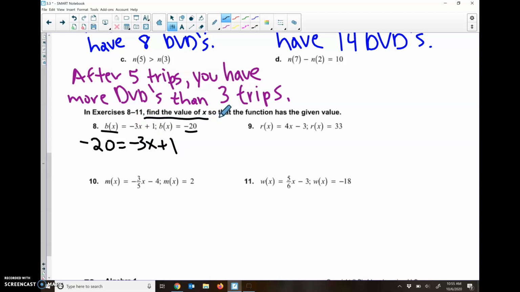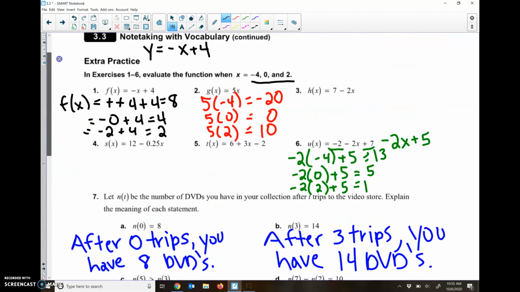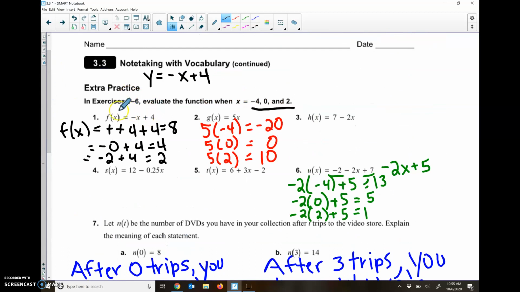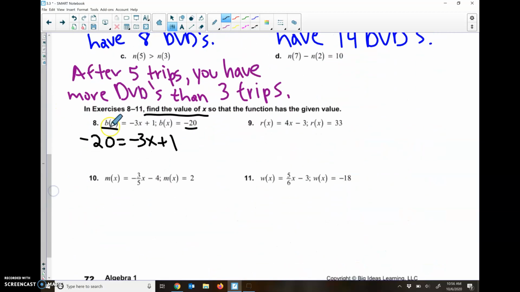So kind of the opposite of the first couple of problems we did, where it gave us X and we were finding F of X. It gave us X, we were finding G of X. It gave us X and we were finding U of X. Now, it's giving us B of X and we're finding X. And so this is just like we did in chapter 1.